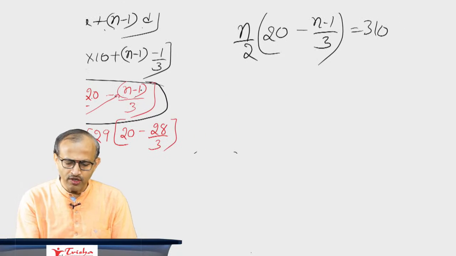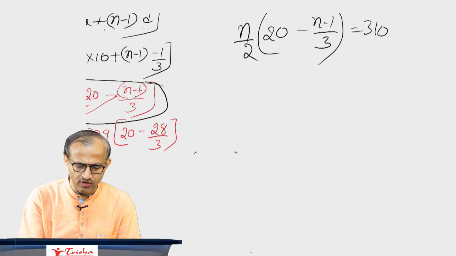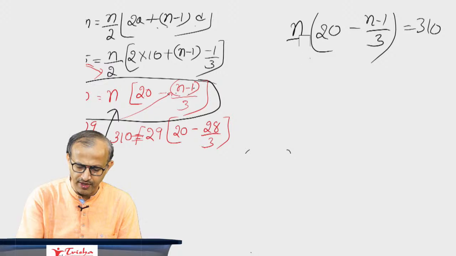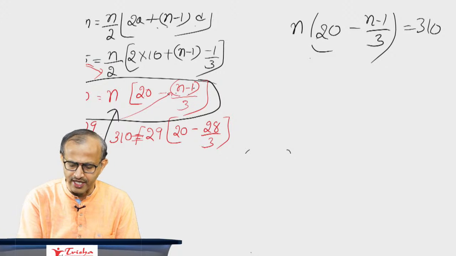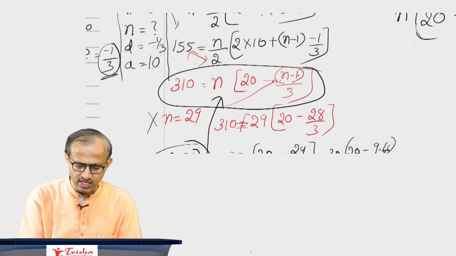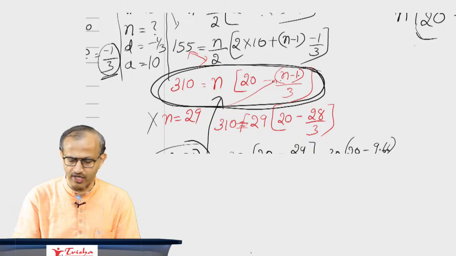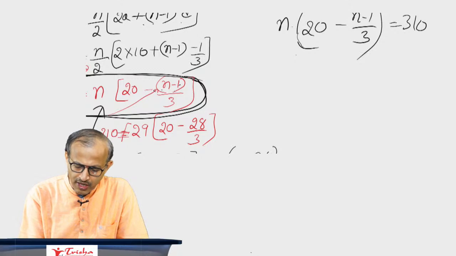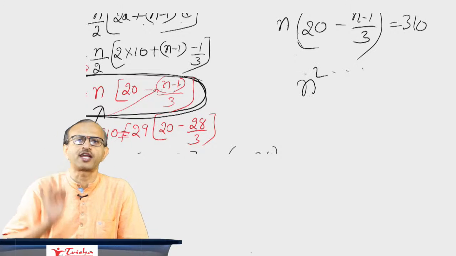When you multiply, this n by 2 multiplied, already 155 by 2 it is into 2, 310. See here, this is the step. The next step will be to multiply. I don't want to write everything: 20n, and n into n is n square. So it becomes n square. Some n square you will get.